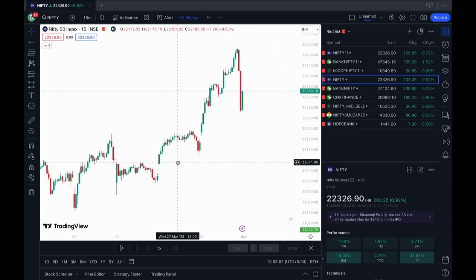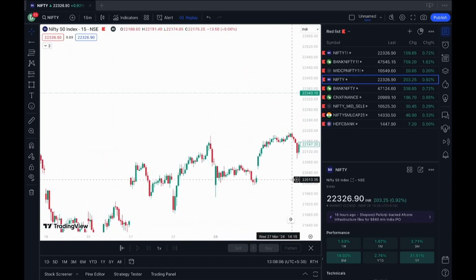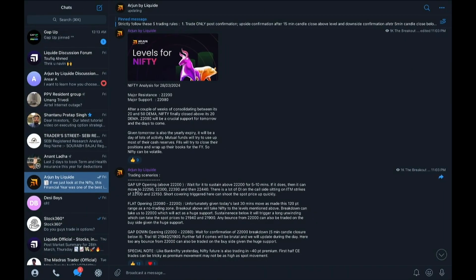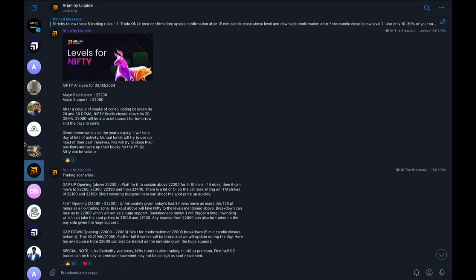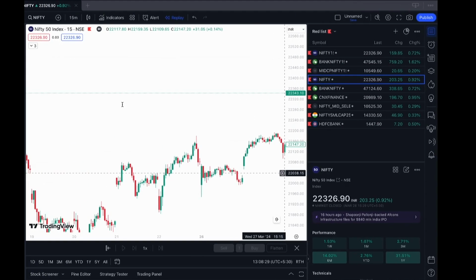What I have done is moved Nifty to such a place that we can only see Nifty levels for Wednesday and not Thursday. On Wednesday night, we send these levels. As soon as you get these levels, you mark them on the charts. So what are the levels? Major resistance is at 22,200 and major support is at 22,080.